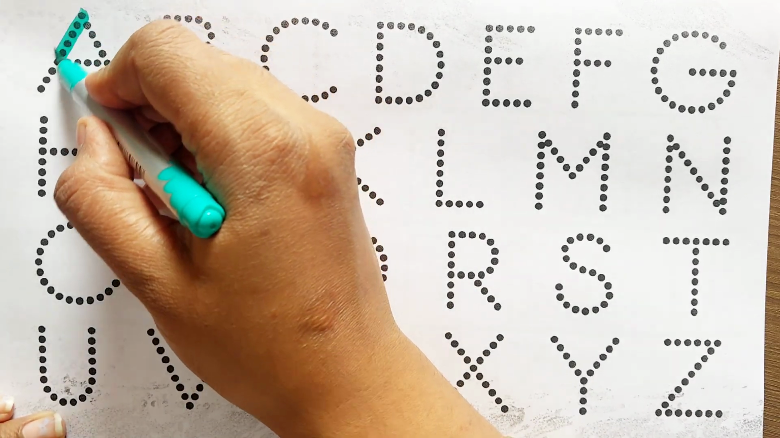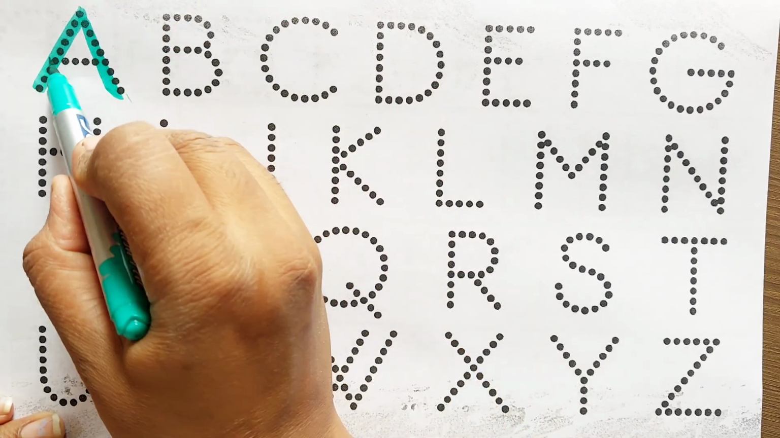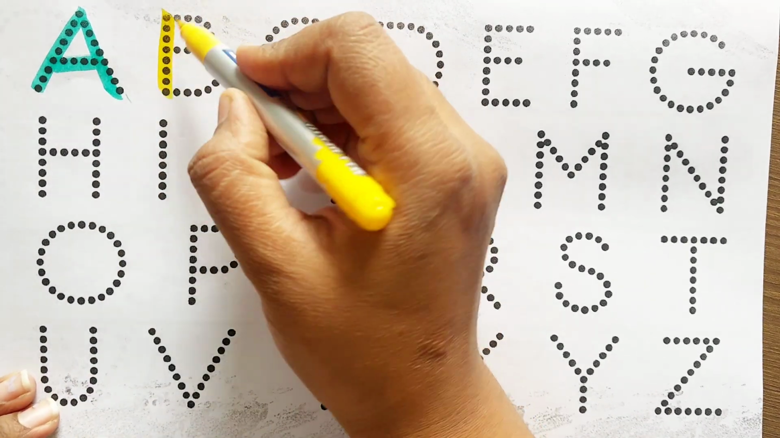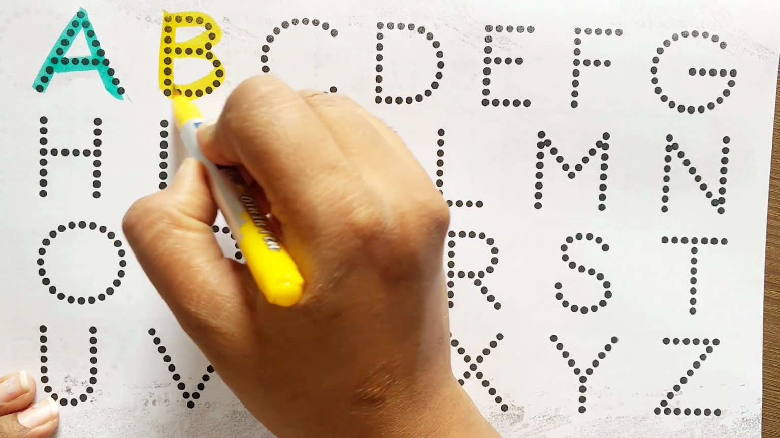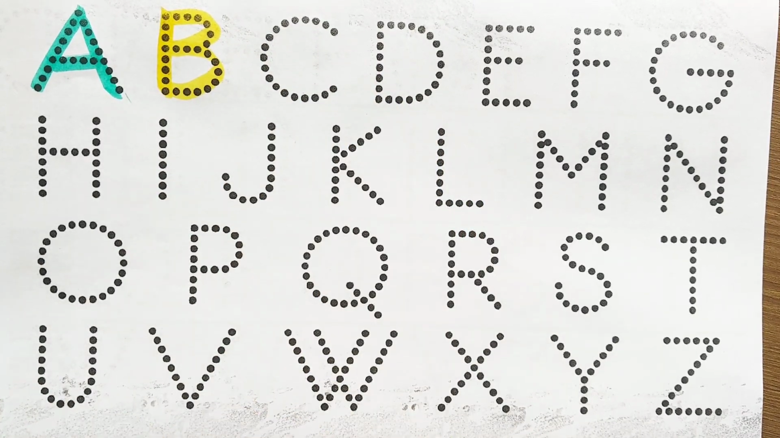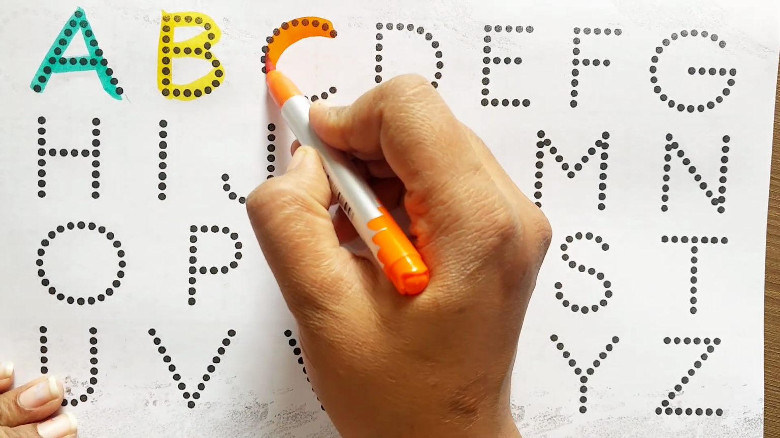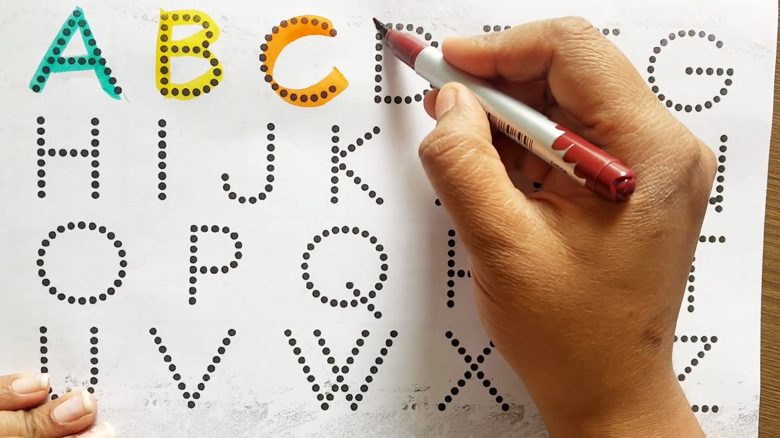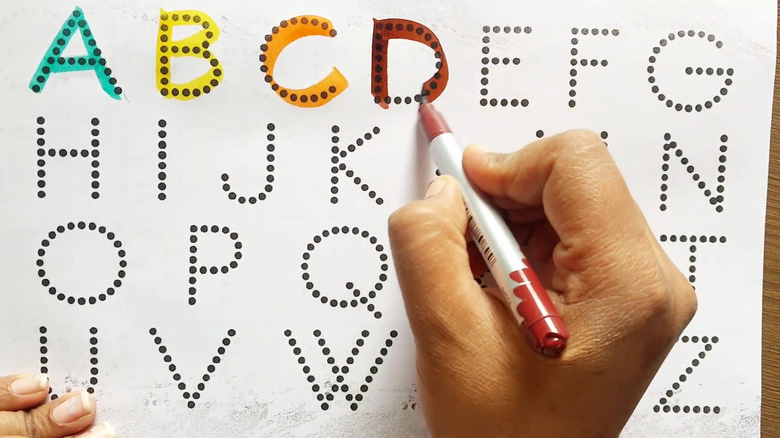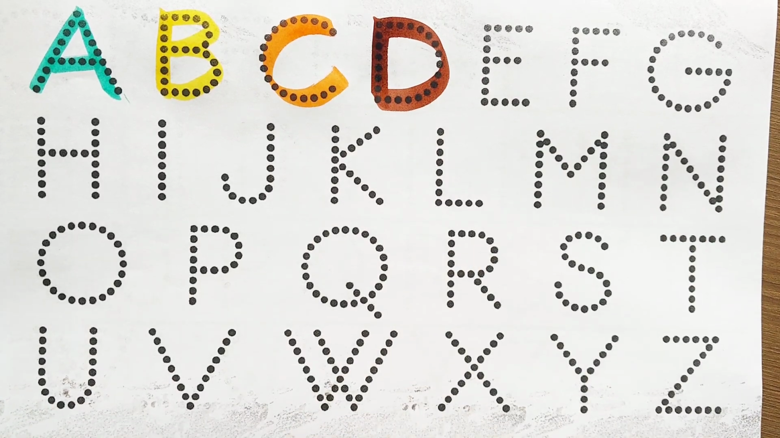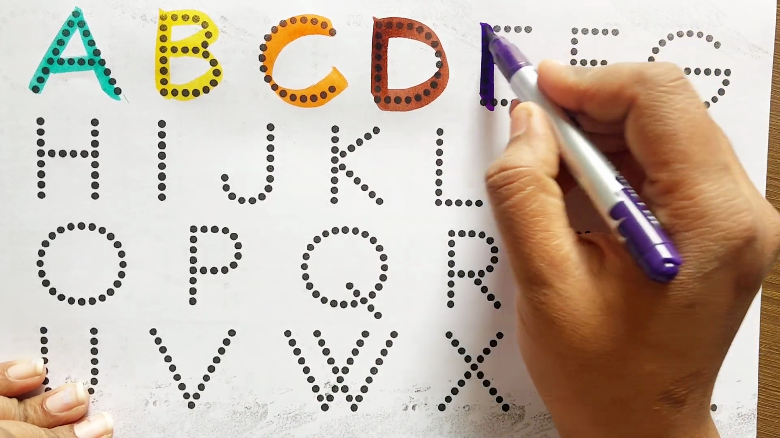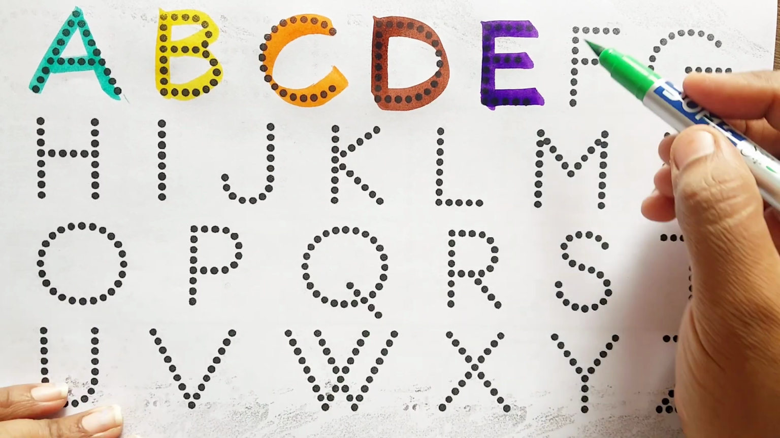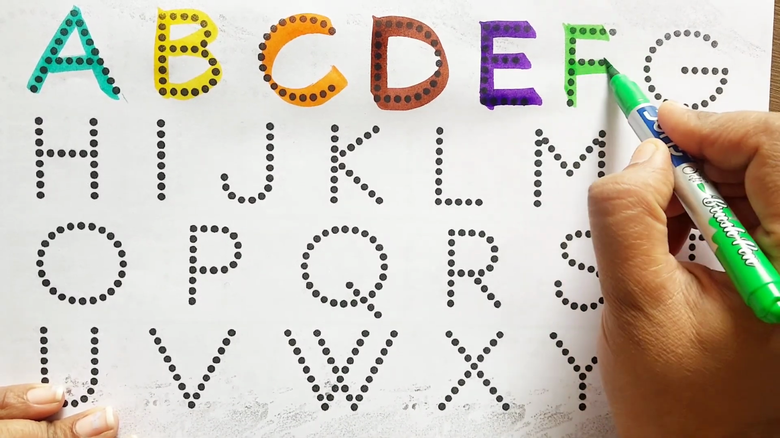Let's start. A for aeroplane. B for balloon. C for candy. D for donut. E for eagle. F for fish.